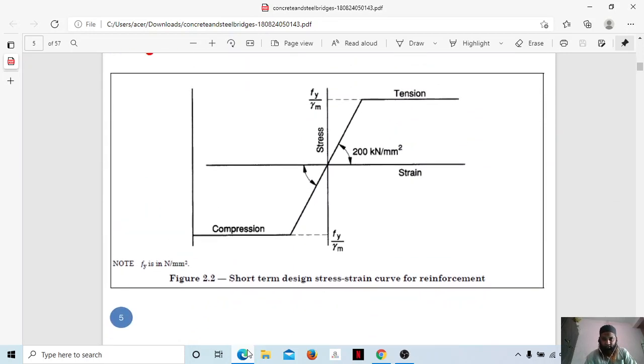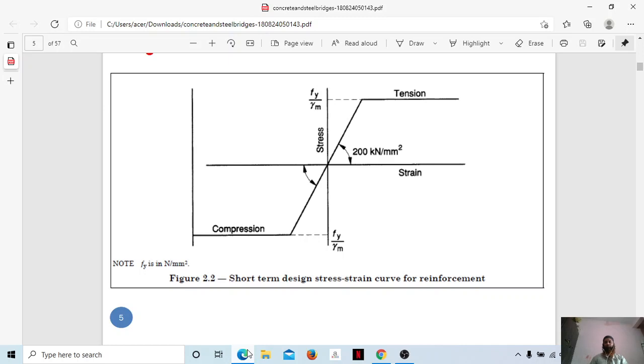You can see here there is compression and tension also. Here at the top it is tension, and at the bottom it is compression. Stress is directly proportional to strain. You can just see a short term design stress strain curve for reinforcement. As the stress increases, there is strain also. But once the load is removed, the material comes back to its original position. Within the elastic limit, stress is directly proportional to strain.